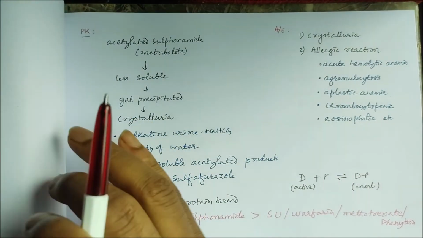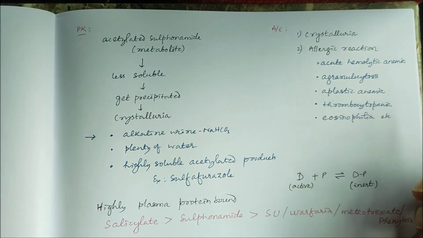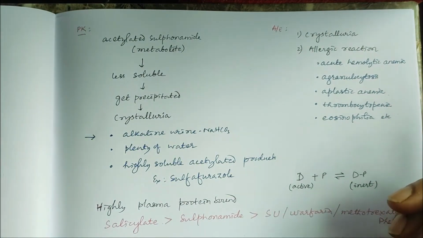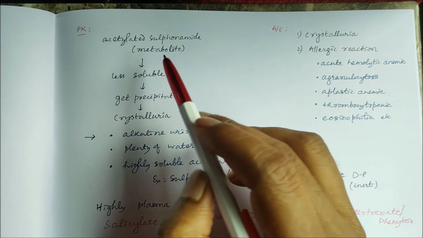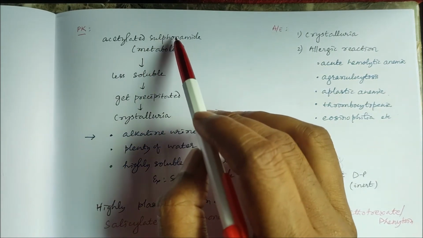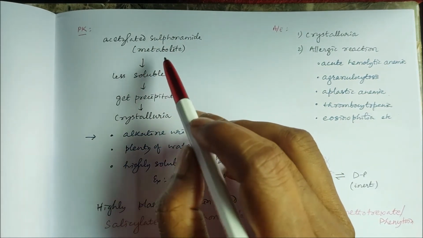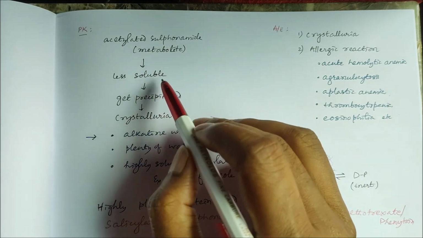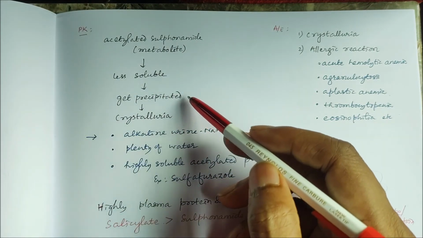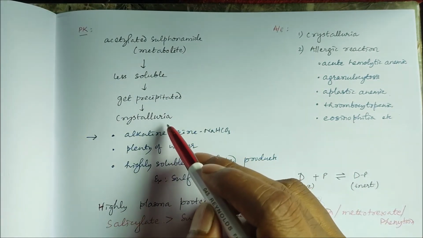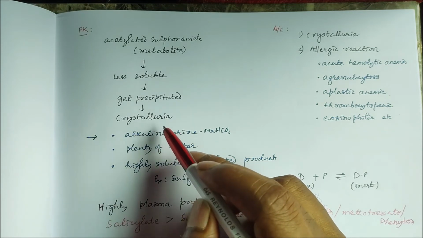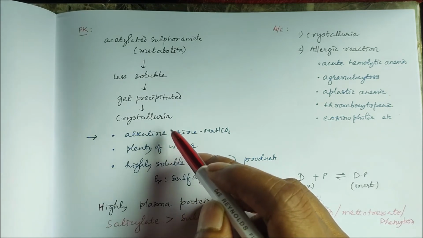Now if we discuss the pharmacokinetics, two major points are there. First point, the metabolite: sulfonamides are metabolized by acetylation, and the acetylated metabolites are less soluble, so they get precipitated and form crystals, and this condition we call crystalluria.